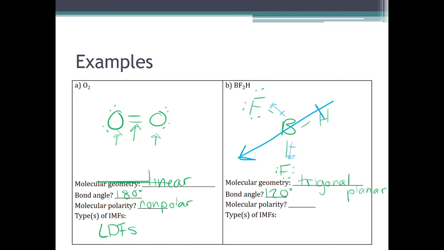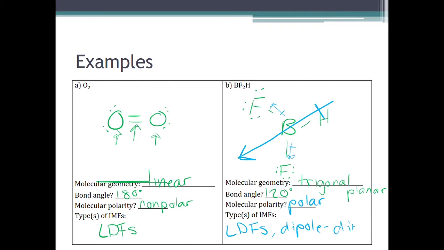If you've learned what a vector is, this is the resultant vector of these two vectors. So we're going to get a dipole pointed down and to the left, and this will be a polar molecule. So our types of IMFs here will be LDFs, because there are always LDFs. And since it's polar, we can also have dipole-dipole.